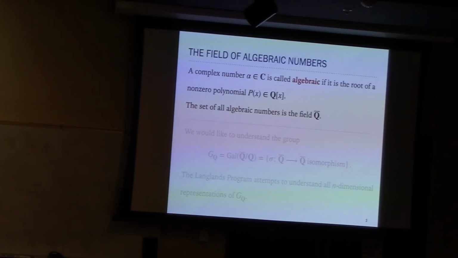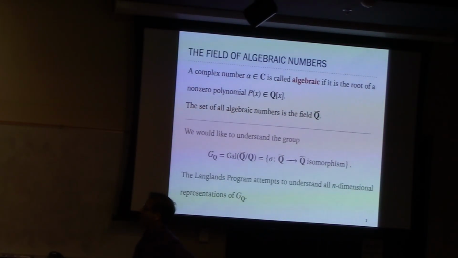What is the field of algebraic numbers? A number is called algebraic if it's the root of a non-zero polynomial with rational coefficients, like the square root of 2 or the cube root of 2. The first theorem we prove about this is that the set of algebraic numbers is a field, and we denote that field by Q bar.